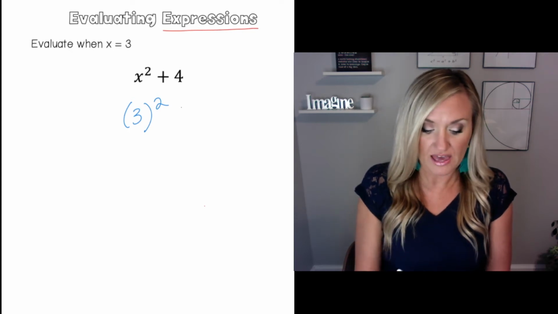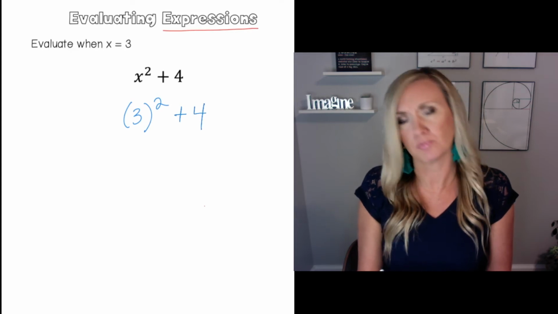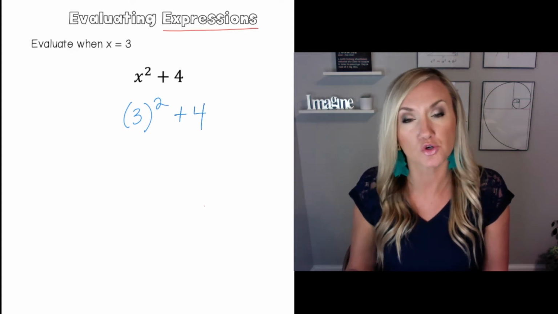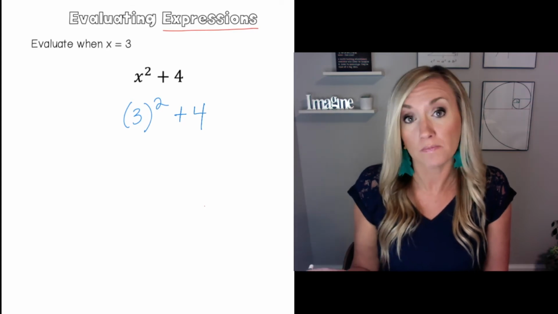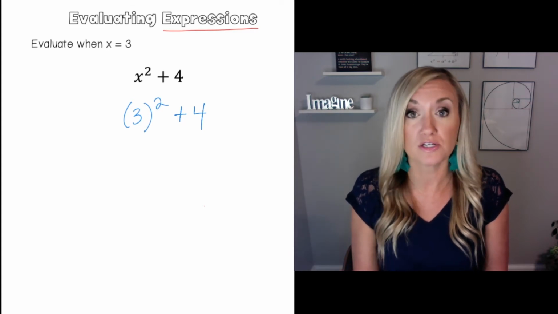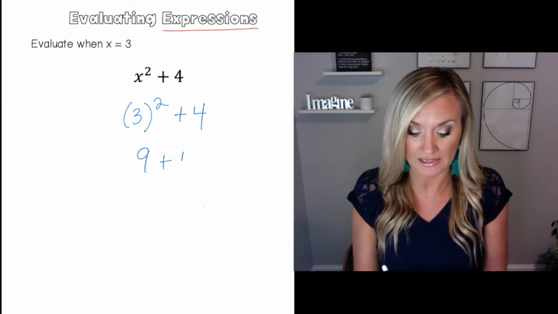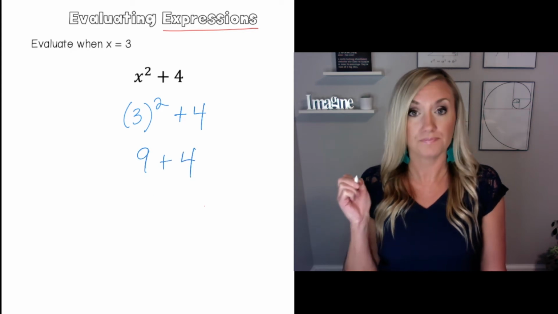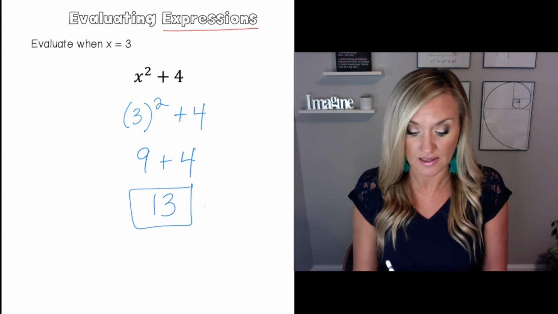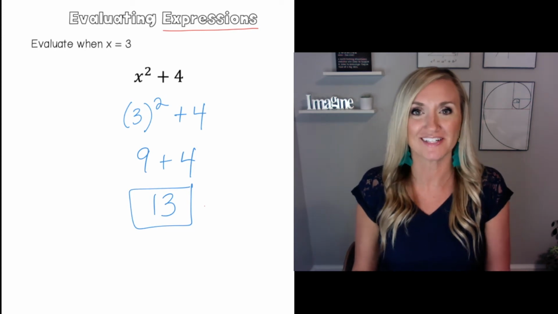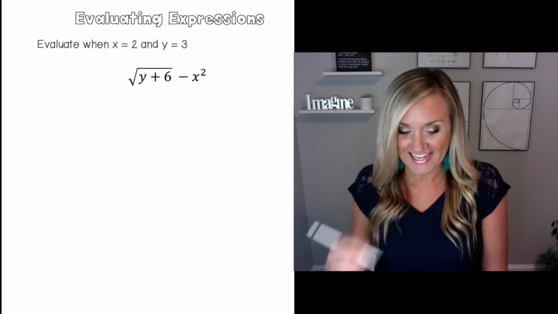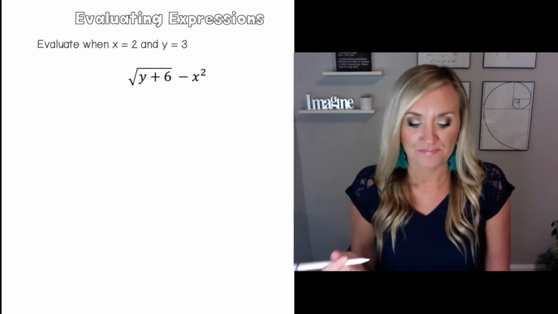Okay, so then we're just going to drop down the plus 4. It's very important to drop them down and keep them on the same line. Now we can perform the math. So 3 squared is 3 times 3, which is 9. 9 plus 4 is 13, and you are done. You've just evaluated an expression. Super cool, right? Okay, so let's go ahead and do it again.